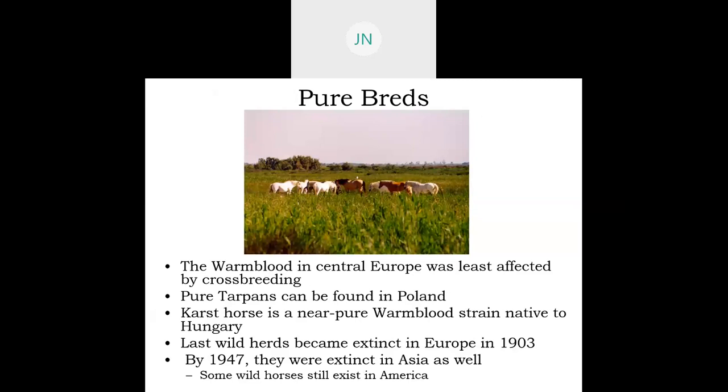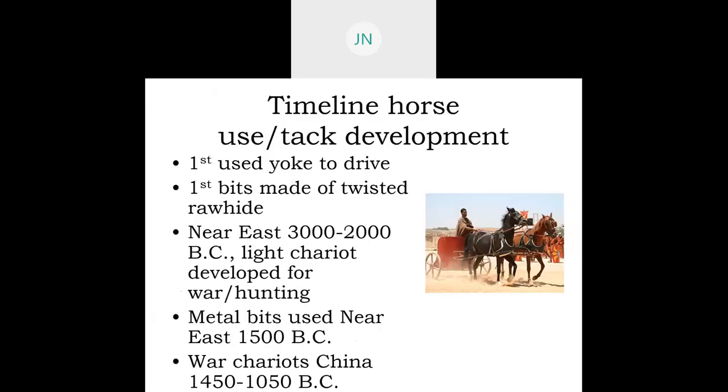The warm blood in Central Europe was least affected by crossbreeding, so pure Tarpans can be found in Poland. The Karst horse is a near pure warm blood strain that's native to Hungary, and the last wild herds became extinct in Europe in 1903. And by 1947, they were extinct in Asia as well. As we know, some wild horses still exist in America.